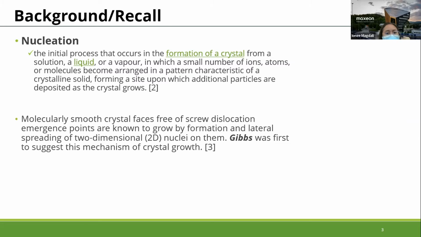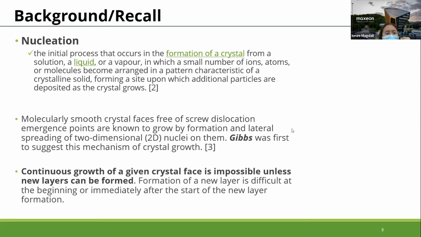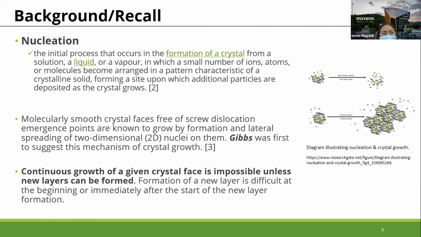Molecularly smooth crystal faces, free of screw dislocation emergence points, are known to grow by formation and lateral spreading of two-dimensional nuclei on them. Gibbs was the first to suggest this mechanism of crystal growth. According to Gibbs, the continuous growth of a given crystal face is impossible unless new layers can be formed. The formation of a new layer is difficult at the beginning or immediately after the start of the new layer formation. I just captured here a diagram illustrating nucleation and crystal growth, and this is the reference.